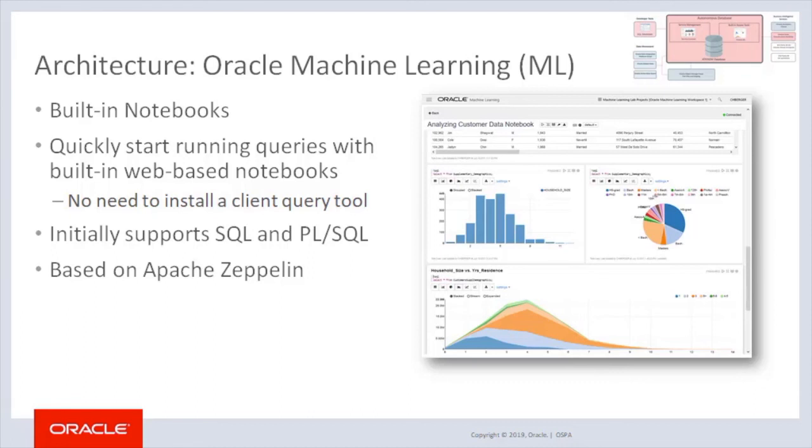OML is a web-based notebook environment based on Apache Zeppelin. With OML, users can quickly start running queries in an HTML environment without the need to install a client query tool. OML is Autonomous Database aware and makes it easy to leverage functionality such as resource services defined, machine learning algorithms in the database, SQL scripts, and graphical analytics tools that are part of OML.